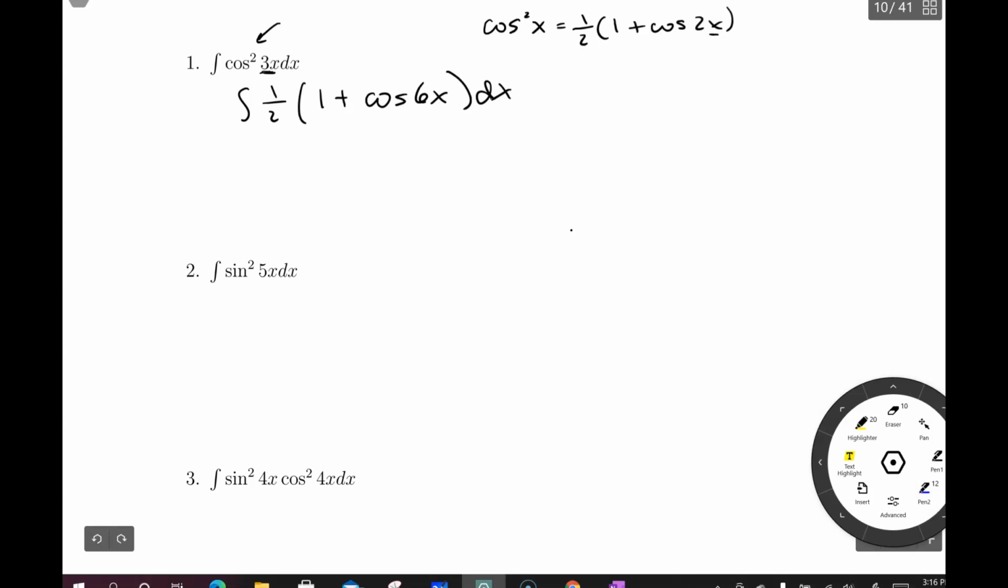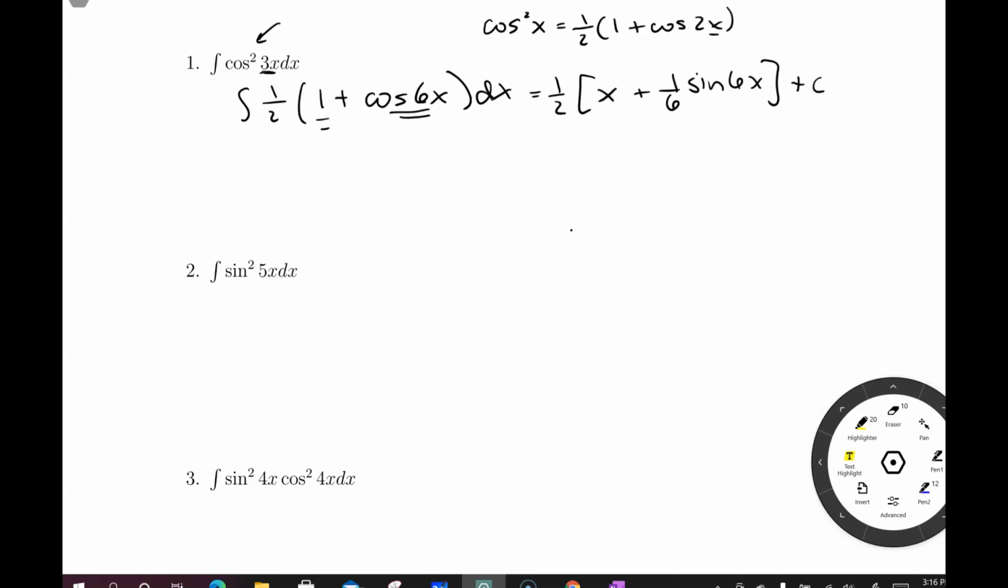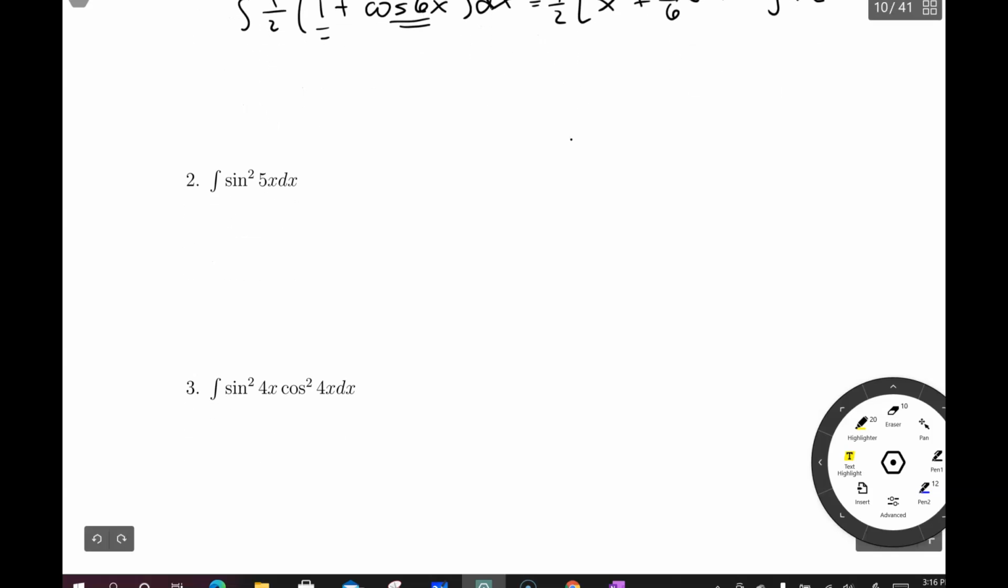So now I'm going to take the antiderivative. I'm going to put the 1/2 on the outside, take the antiderivative of 1 and get x. Then the antiderivative of cosine of 6x is 1/6 sine of 6x, plus c. Okay, so it's necessary to recognize when the half angle formula needs to be used. Okay, and to know them.